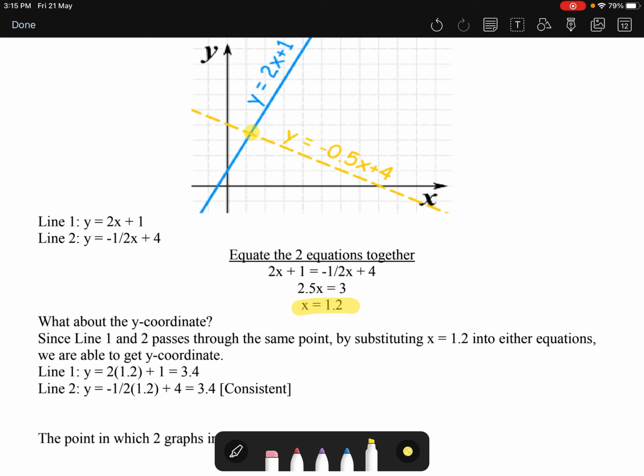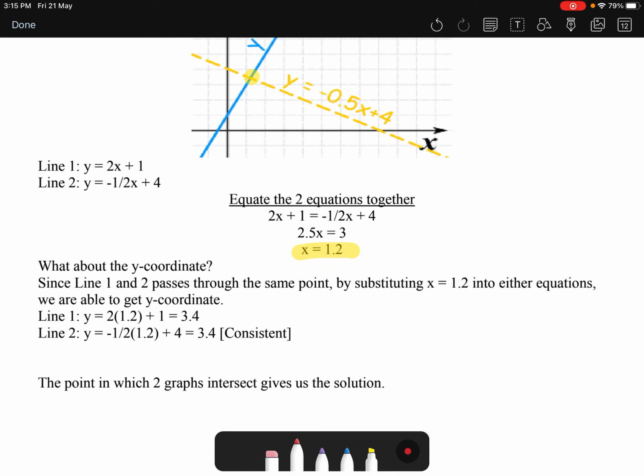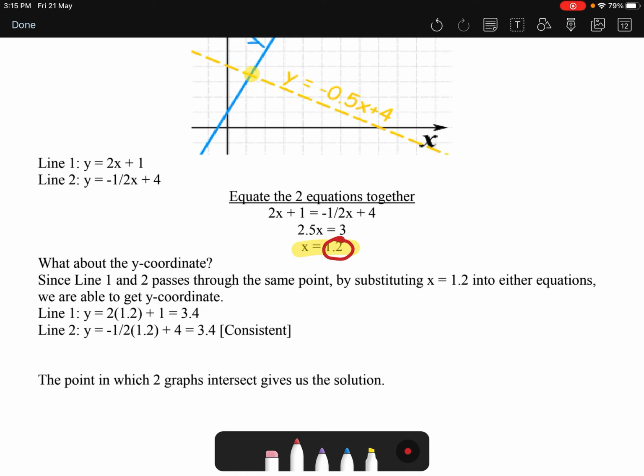So how do we determine the y coordinate? It's very simple. You simply sub your 1.2 into any equation that you like. Either you put the 1.2 into line 1 or line 2, you will get the same result. If you sub in line 1, let's say, you will get 3.4. Just to be safe, you can also sub in line 2 to double check your answer. You will also get 3.4, which is consistent.